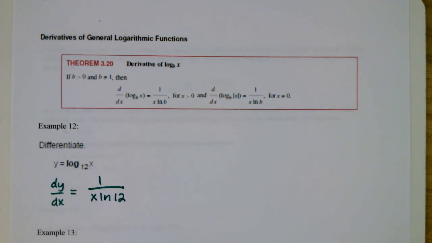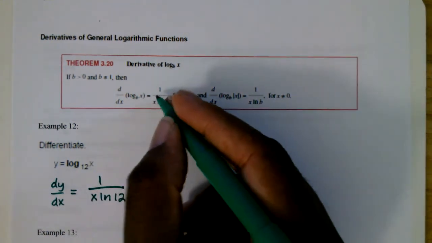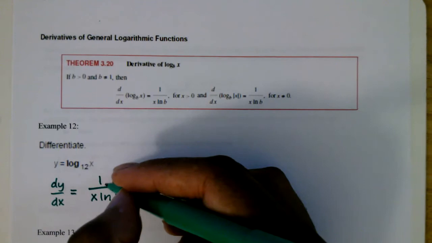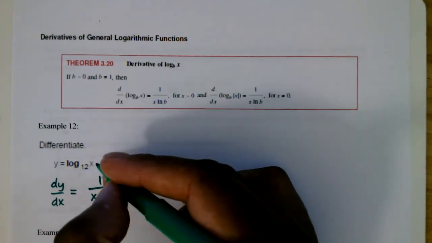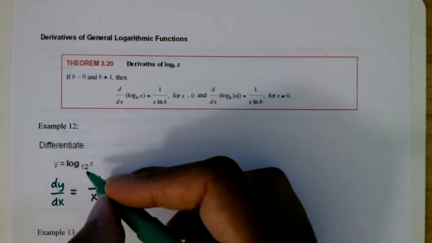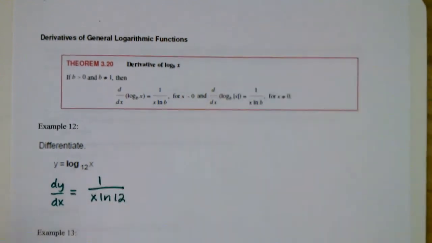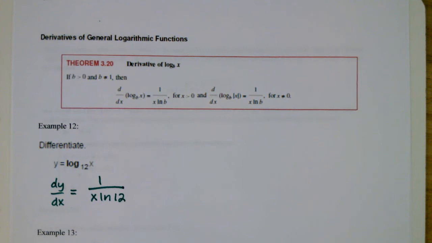The derivative of y with respect to x of log to the base 12 of x. I'm just following this pattern right here. Bring the 1 down, and that's going to be over the x, which is coming from what we're taking the log of, that will be the x, and then copy ln of the base, which is 12.